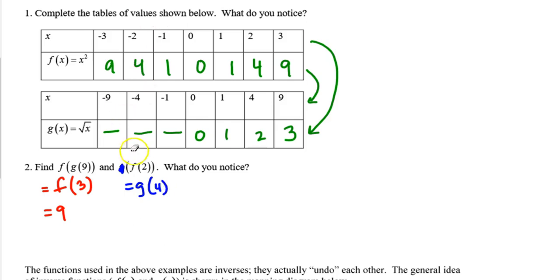I can erase that squiggle. And then obviously g of 4 means square root the 4, so we're back to 2. So I'm hoping you made a connection here. When we compose functions and their inverses, we get back to the original input value. And I'll write that out.